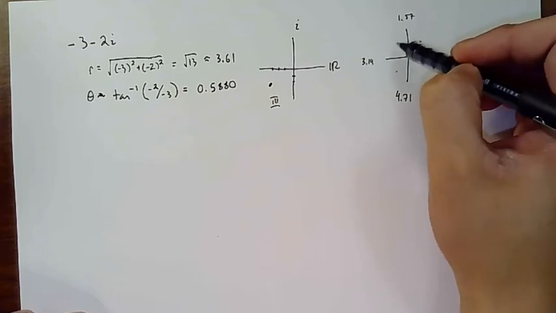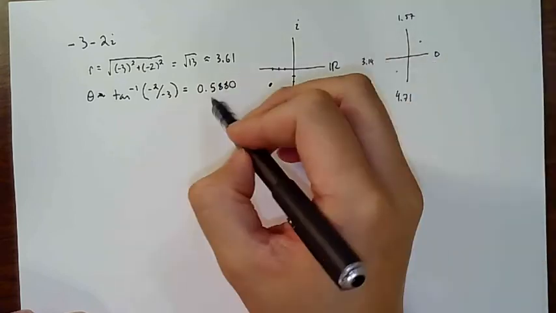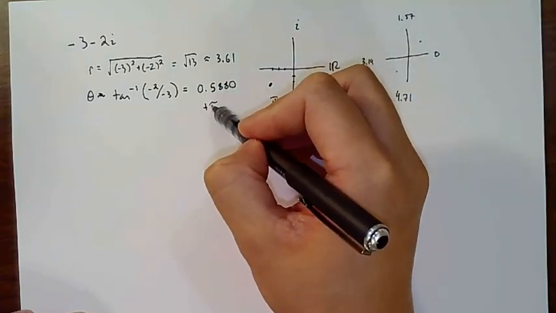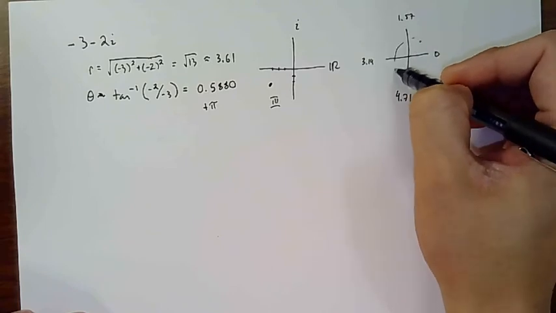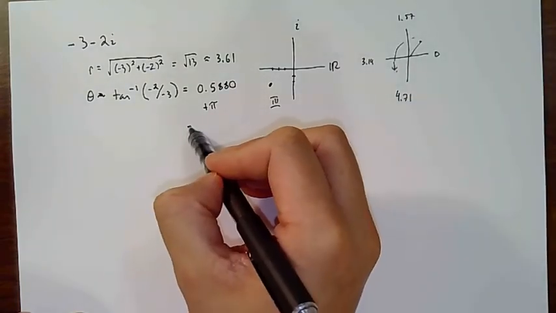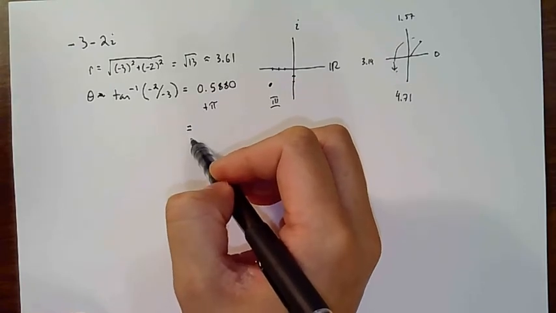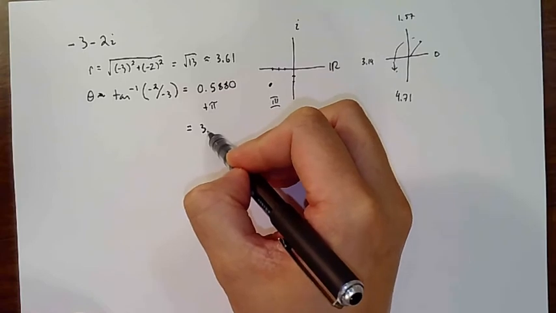So we need to get halfway back around, right? Not all the way back, but halfway back. So we're going to need to add pi to this to put us on the right side. So we're going to be over here instead of over here. So after we add pi and round, we get 3.58.